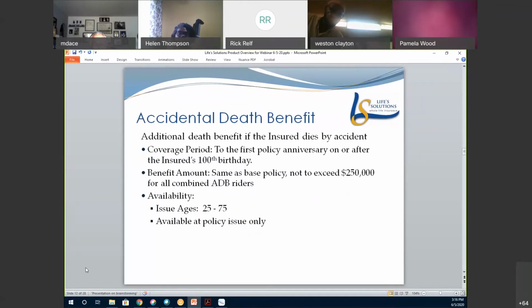Okay, so ADB, it's double indemnity if they die in an accident. The couple things I'd mention here is, the coverage runs through the client's 100th birthday. When I got in the business many, many years ago, you were lucky if it went to 70 or 75. And I would also point out that it's issuable through 75, where years ago it was probably issuable maybe 60 at the latest. We do allow ADB for the same amount as what's on the base policy, but not to exceed $250,000 on all their Columbian policies. That's the most ADB will take. And this is only available at the time the policy is issued. Next slide.